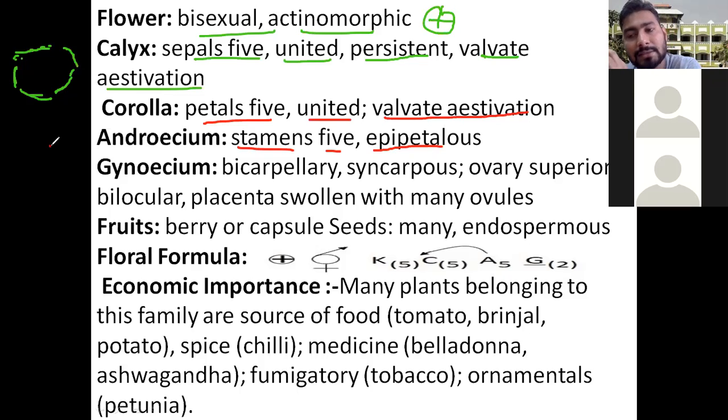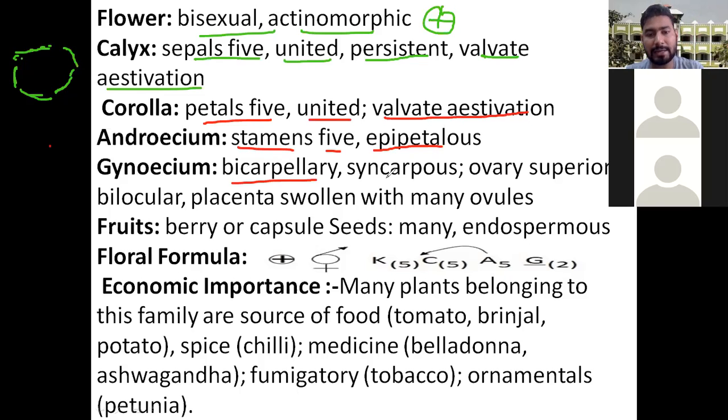And when the stamen gets fused with another whorl, maybe petals, maybe sepals, maybe tepals, maybe gynoecium, this type is called adhesion type. Adhere means two different things. Clear? Okay. So epipetalous stamens means the stamens get attached with the petals.